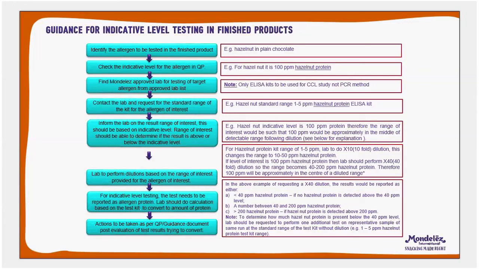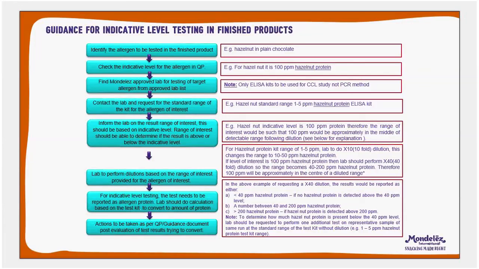And for hazelnut, this is a tree nut, and we know that the indicative level is 100 parts per million of hazelnut protein. The next step is to find a Mondelez approved lab for the testing of that target allergen from the approved lab list. You can only use ELISA testing kits for a cross-contact level study because you need to be able to measure the protein. You'll then contact the approved lab, and you need to now know what the standard range of the kit is for the allergen of interest.